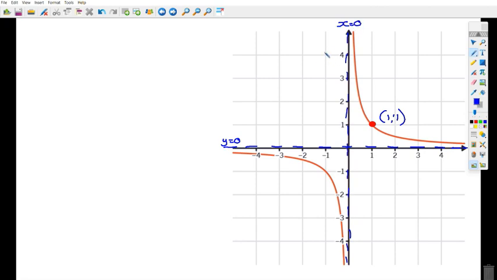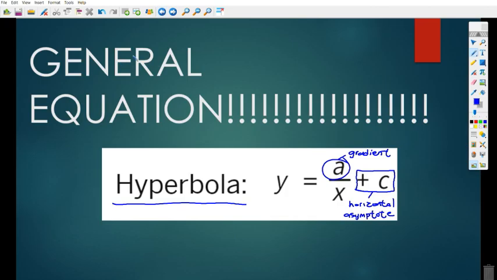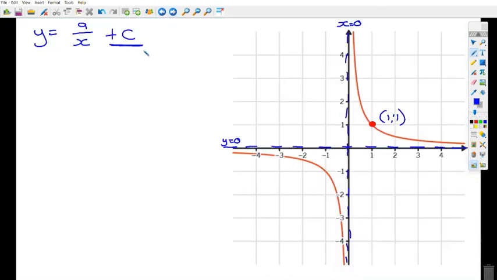For now. And now, how do I start to find the equation of any graph? I always start with the general equation, so y is equal to a over x plus c. In order to find my c value, what is my c value again? Let's go back. If you forgot, the c value is my horizontal asymptote. So what is my horizontal asymptote?